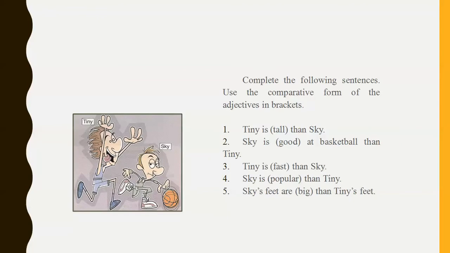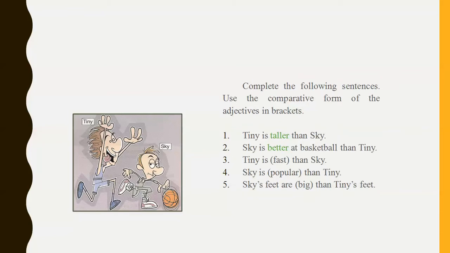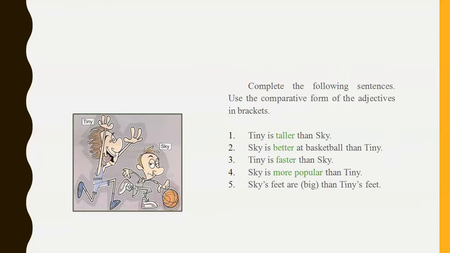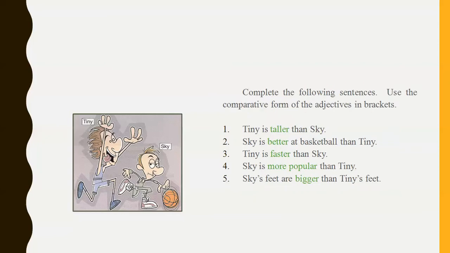I have now an exercise. Look here, correct. Tiny is tall than Sky. So the correction is taller. Number 2. Sky is good at basketball than Tiny. Of course, better. Tiny is fast than Sky. Correct, fast, faster. What about popular? Sky is popular than Tiny. We should say more popular. And for big, we can say bigger.